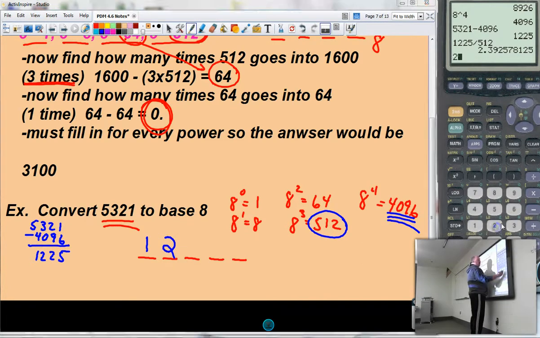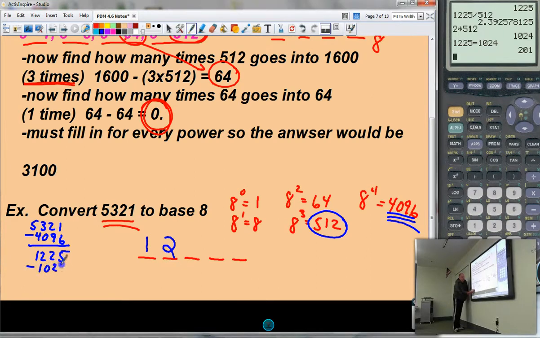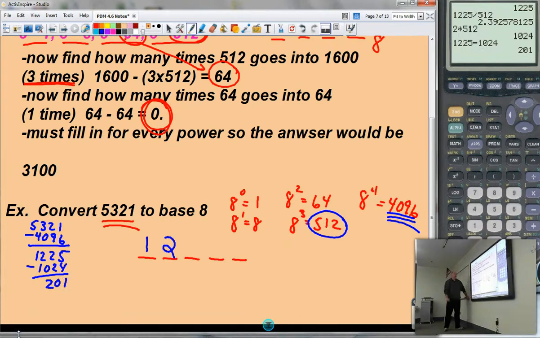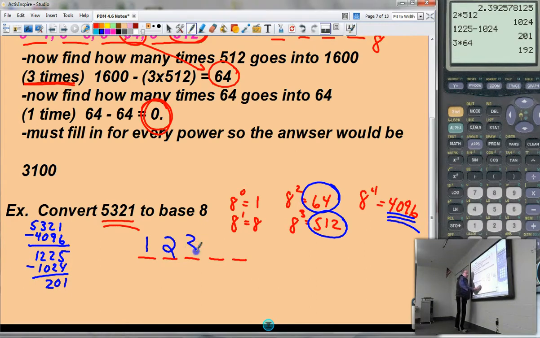Okay, so 2 times 512 is 1024. 1225 minus 1024 is 201. So then I go to my next number, which is 64. How many times does 64 go into 201? I believe the answer is 3. 3 times 64 is 192. When I subtract, I have 9 left.